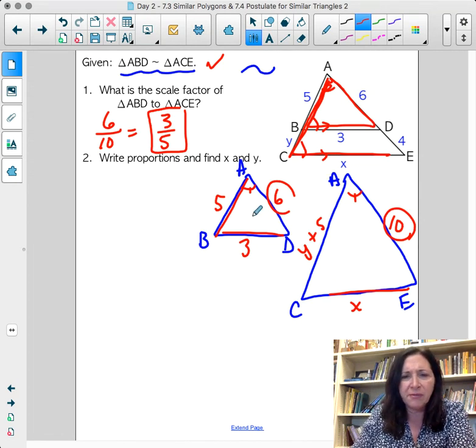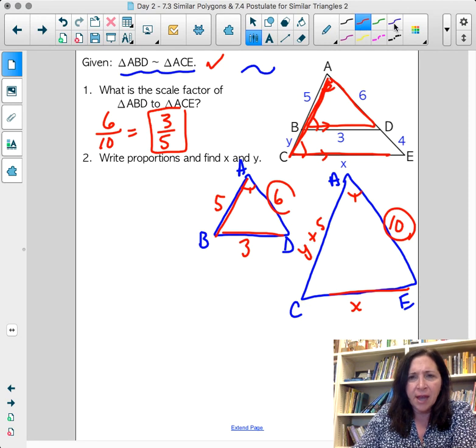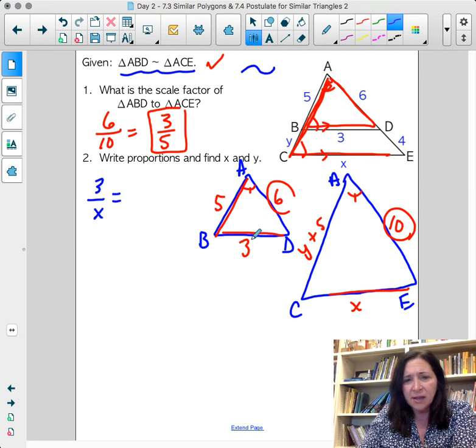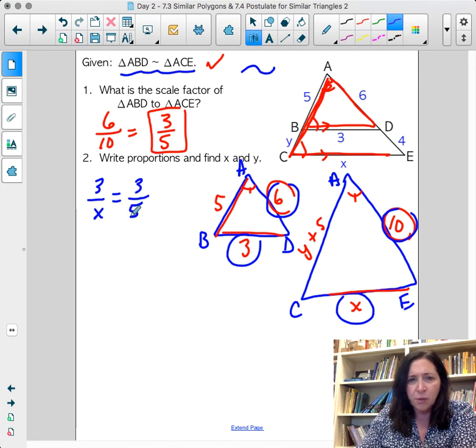So now for me to find x, I'm going to make a proportion. In order to find x, I need to go 3 is to x as 6 is to 10. See? 3 is to x as 6 is to 10. But I already know 6 over 10 is 3/5, so I just have to rewrite that. And obviously, x is equal to 5.